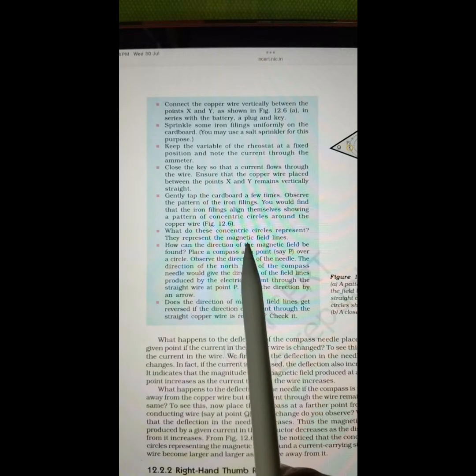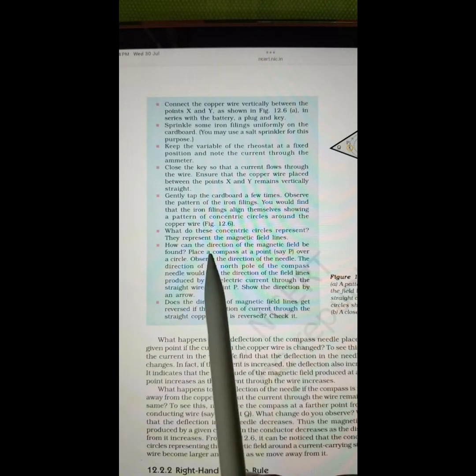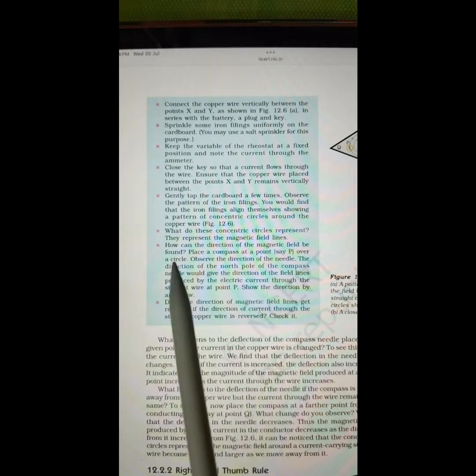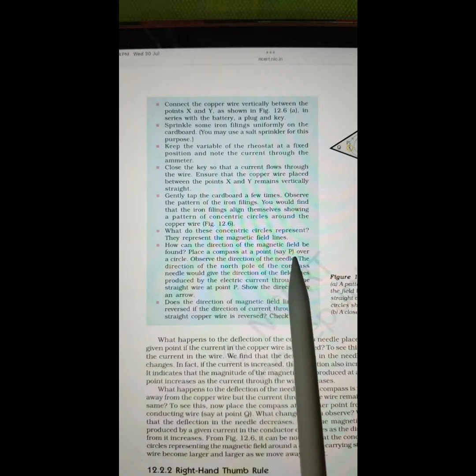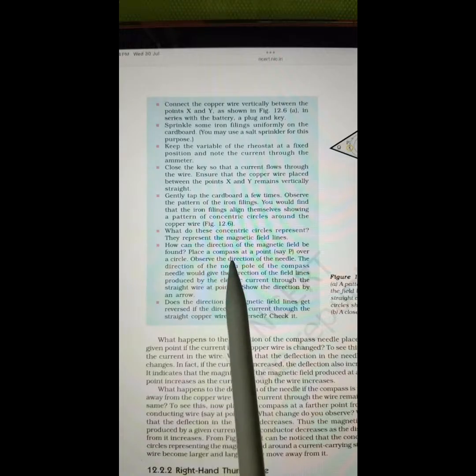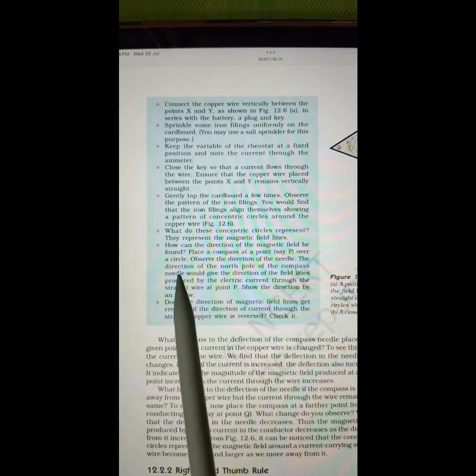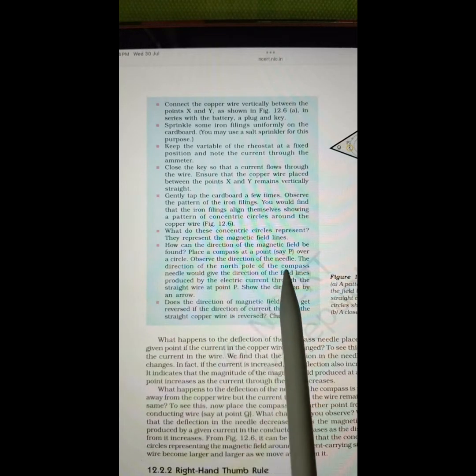What do these concentric circles represent? They represent the magnetic field lines. How can the direction of the magnetic field be found? Place a compass at a point, say P, over a circle. Observe the direction of the needle.